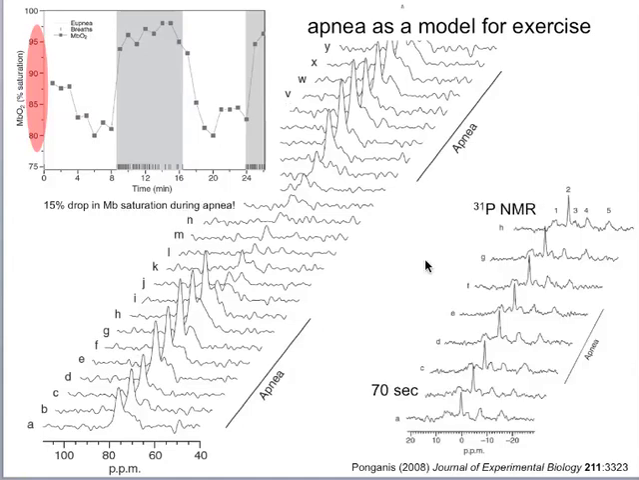And in the same paper, these guys describe a phosphorus NMR experiment where they're monitoring the same thing during a pre-apnea period or breathing period, apnea period, breathing period. Here we have longer integration times. You'll notice 70 seconds or so. Okay, so what are we looking at in a phosphorus NMR experiment?